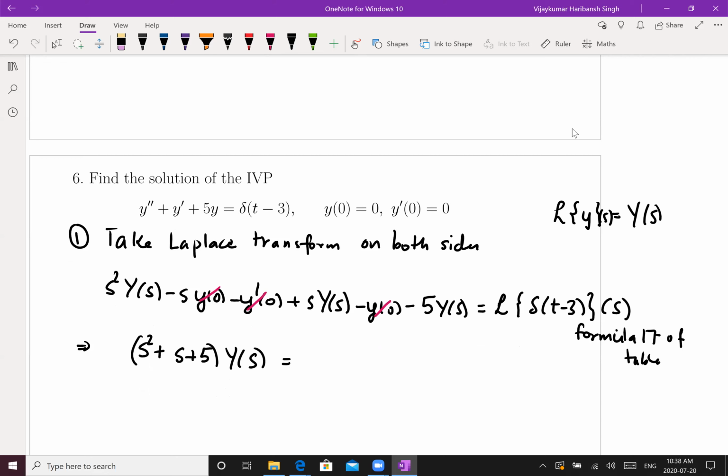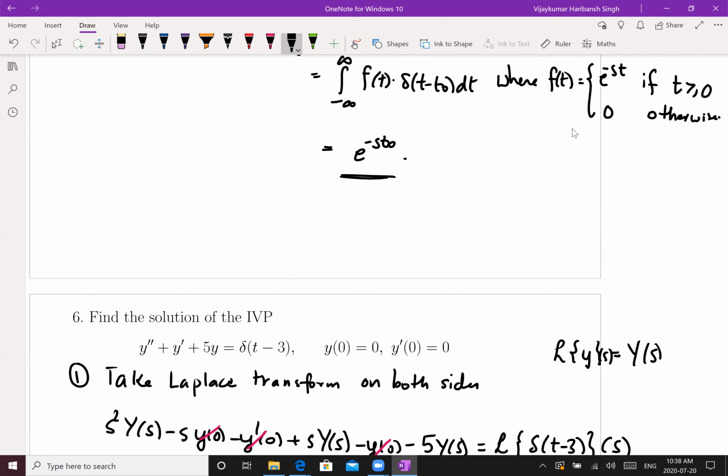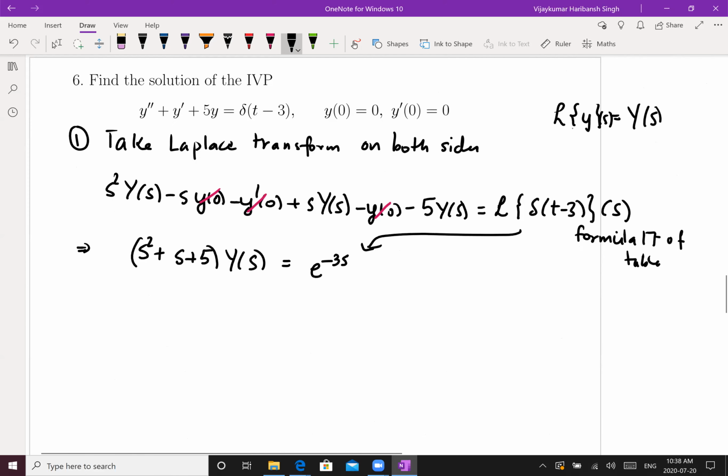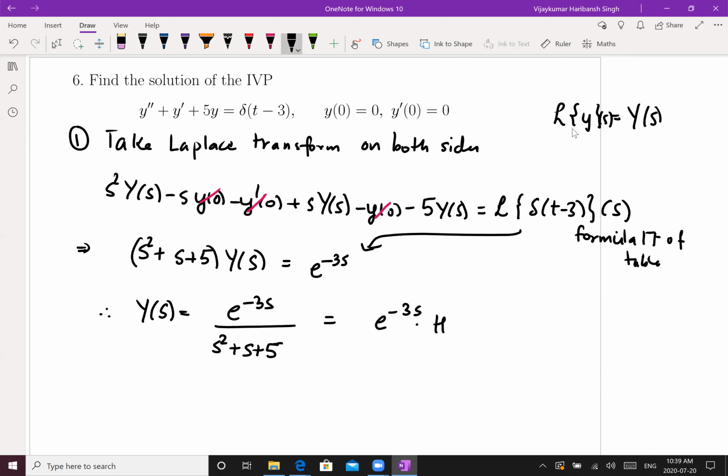So this gives us e to the power minus 3s. You can also see it from this perspective here. We have already shown that, but you can use the formula from the table. Therefore, we get Y(s) equals e to the power minus 3s upon s squared plus s plus 5. So this is going to be e to the power minus 3s times H(s).